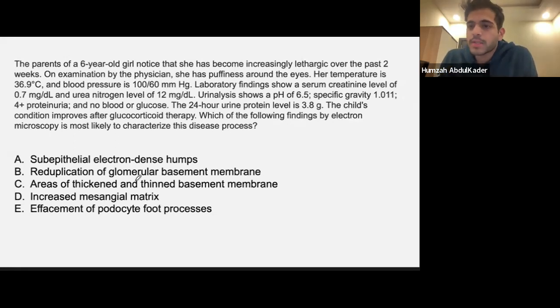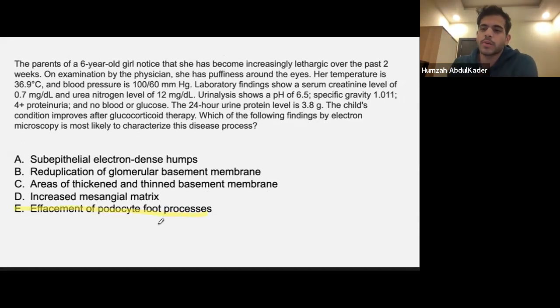Okay, so you guys are saying that it is E, right? So that is the correct answer. The question here is asking about minimal change disease, correct? So what gives away that this is minimal change disease?